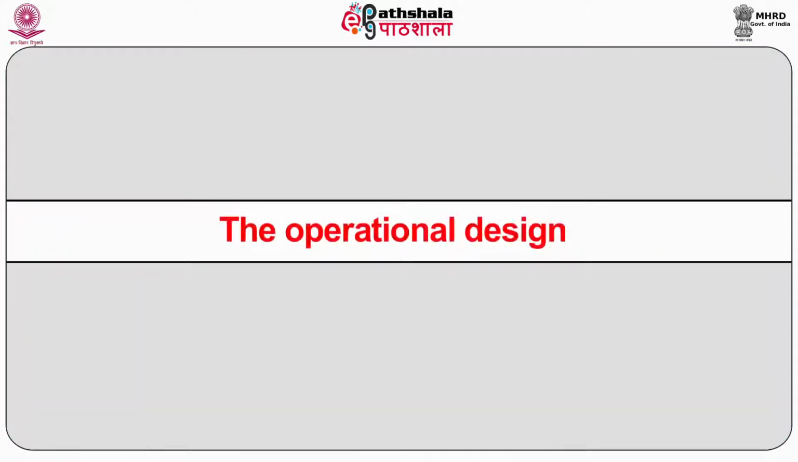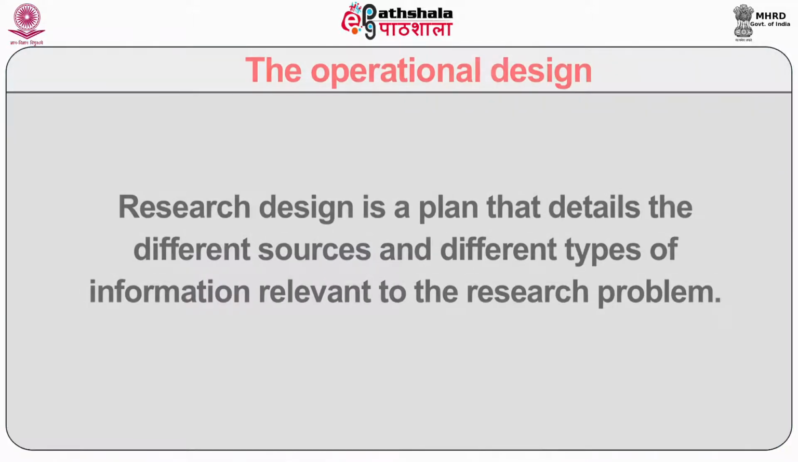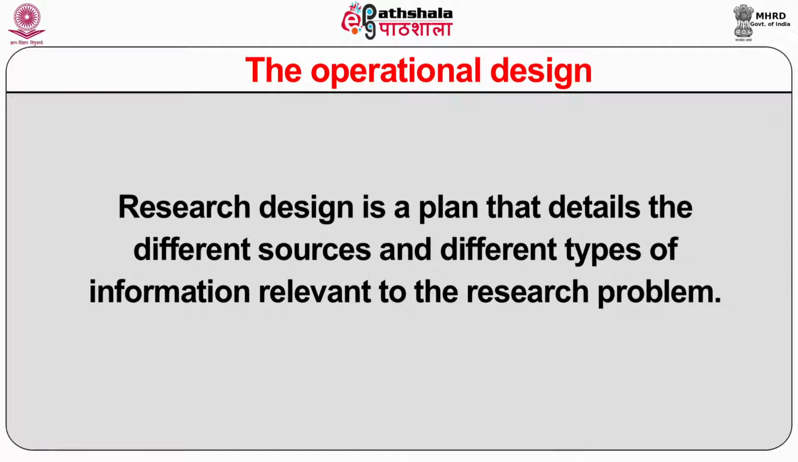The fourth type of design can be the operational design. It deals with the methods by which the steps specified in the sampling, data collection and statistical designs can be carried out. From the above stated description, some of the important aspects of the research design can be drawn as: the research design is a plan that details the different sources and different types of information relevant to the research problem.